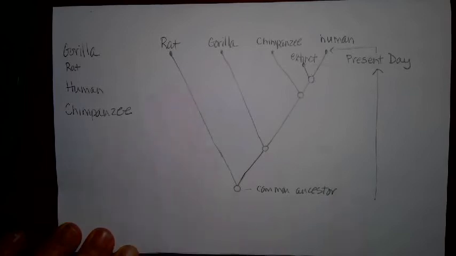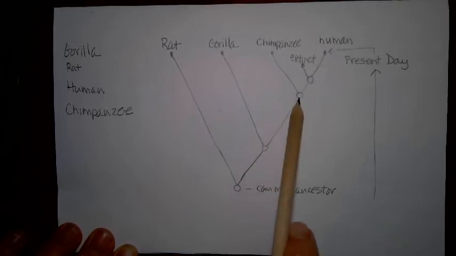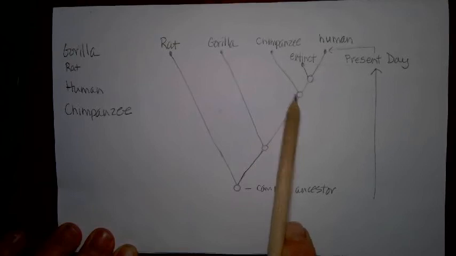We share common characteristics. So you can use evolutionary tree diagrams like this to illustrate evolutionary relationships. Where lines come together are common ancestors. Now, our common ancestor with the chimpanzee was not a chimpanzee. It was not a human. It was something in the middle.